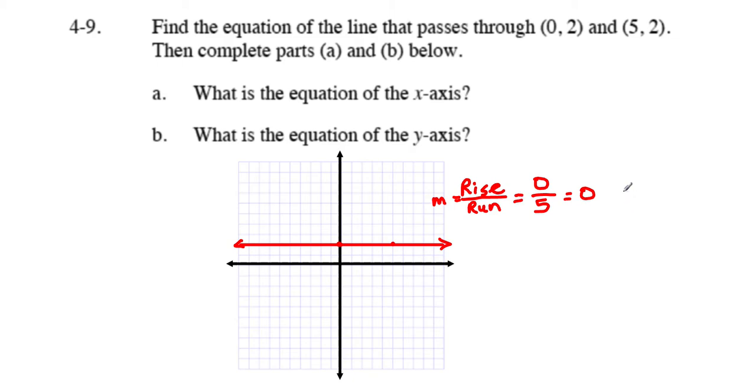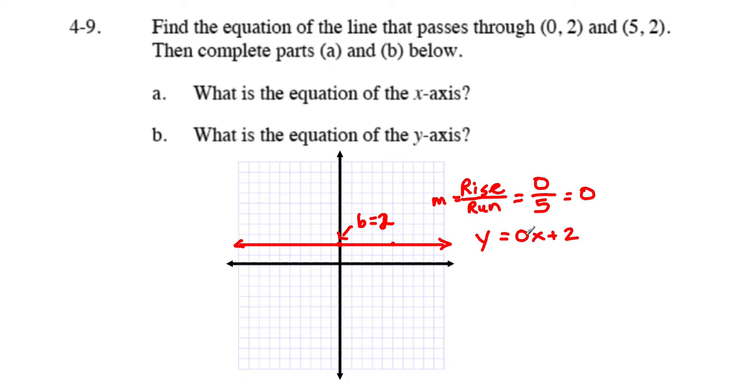Now, that means if we're looking at an equation, y is equal to 0 times x. And what would our y-intercept be? Well, remember, this is like our y-intercept. So b is going to equal... I'm sorry, that's 2, because I counted up 1, 2. So my y-intercept would be 2.